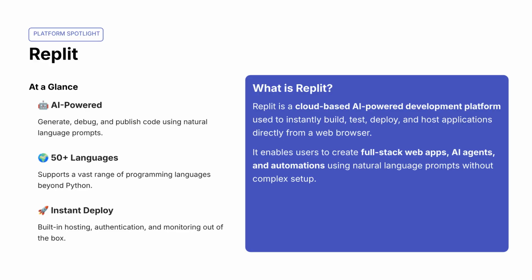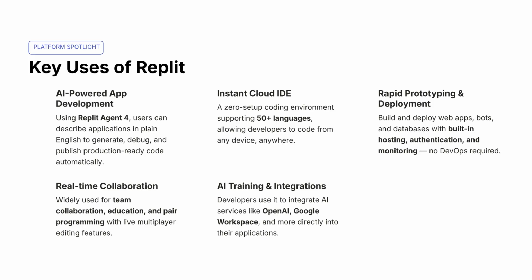The big thing with Replit right now is their AI agent. You can literally describe what you want to build in plain English, and it'll scaffold the whole project, write the boilerplate, wire up the dependencies, and then you can deploy it straight from the same interface. It supports over 50 languages, but Python is obviously a first-class citizen. If you want to go from idea to deployed app without touching a terminal, Replit is probably your fastest path there.